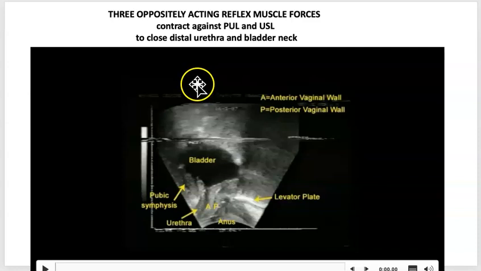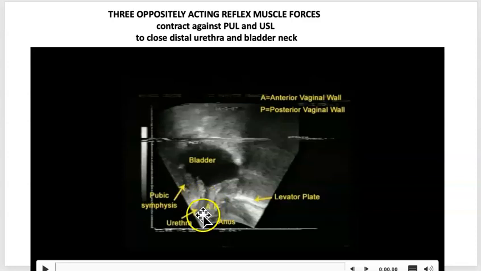Now, I'm going to show you all this on ultrasound, but first let me show where everything is. There's the pubic symphysis, there's the bladder, there is the urethra. Here is the anterior and posterior vaginal wall, AP. Here is the anus, you can see that quite clearly, and the rectum coming up here, and you can see the levator plate inserting into the rectum directly. Now, what we're going to see, there's the pubourethral ligament coming in white to the mid-urethra.